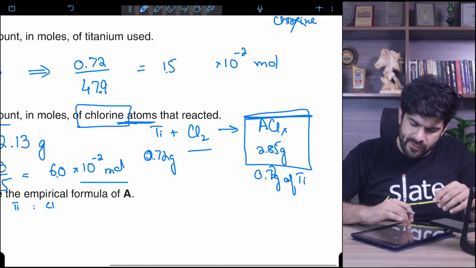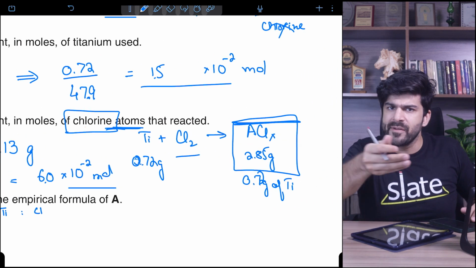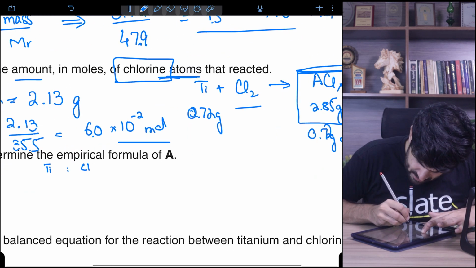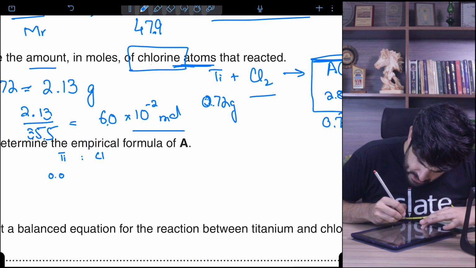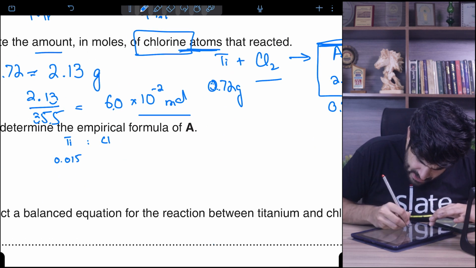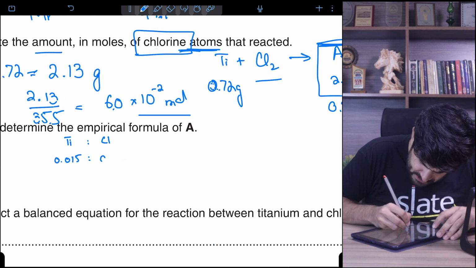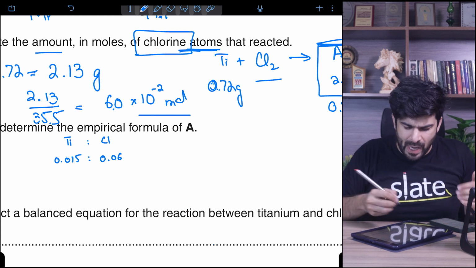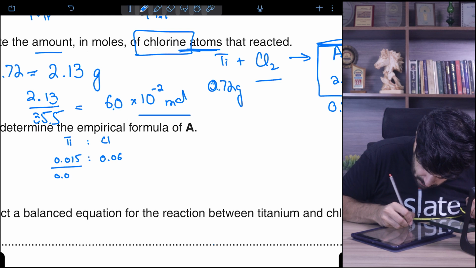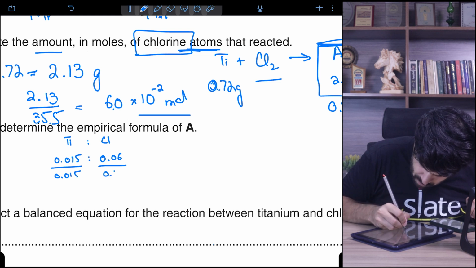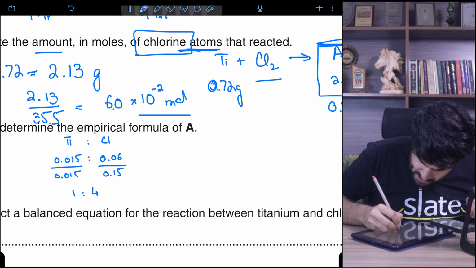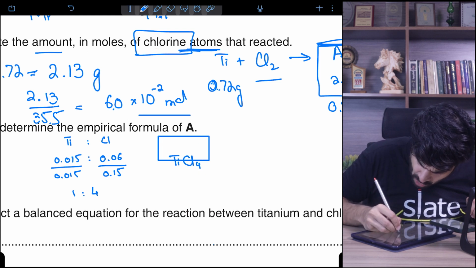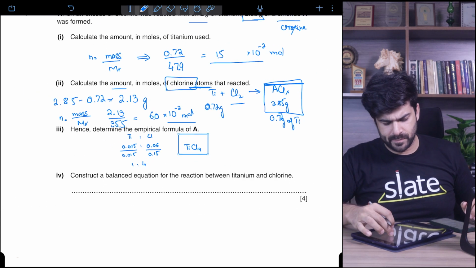It's the same thing that is happening. We have calculated the moles. That is something we've already done. So for titanium we have 0.015 and for chlorine we have 0.06 moles. We take the smallest value, which is this. This becomes 1:4 and the answer will be TiCl4. So that is the empirical formula of titanium chloride.